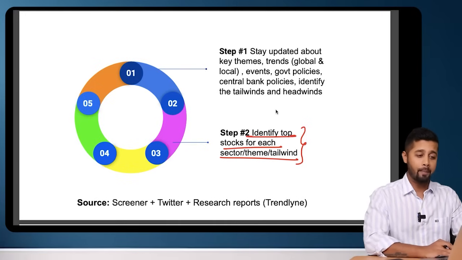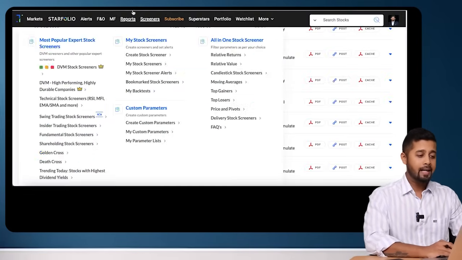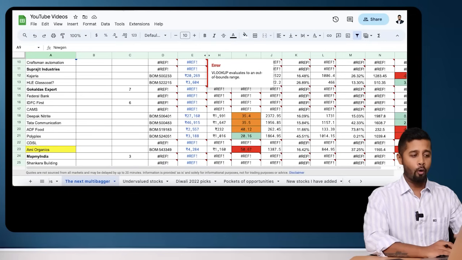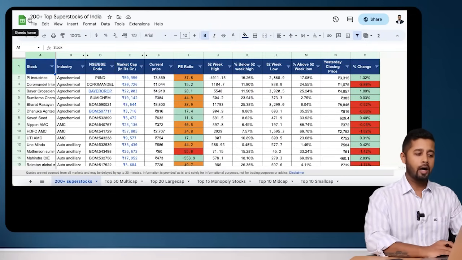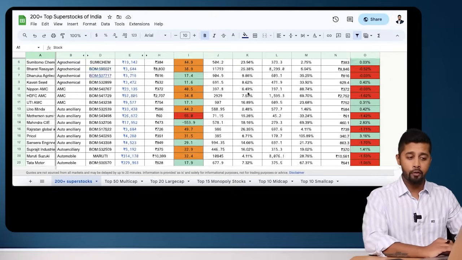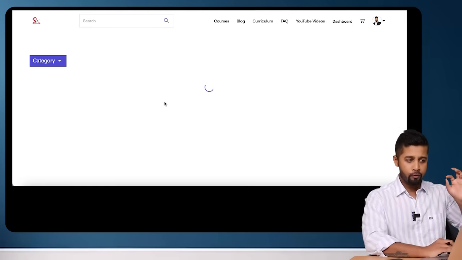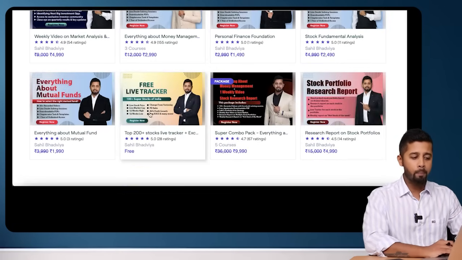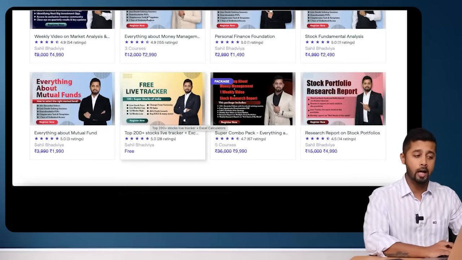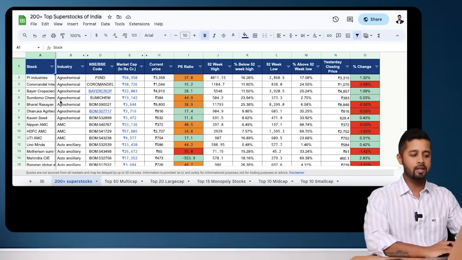So over the period of time, what I have done is I've actually listed down all the stocks. So this is my top 200 super stock portfolio. By the way, this is all available for free also on my website. If you visit my website and go to courses, there's a free course of a free live tracker of top 200 plus stocks. Basically, I've listed down all stocks.